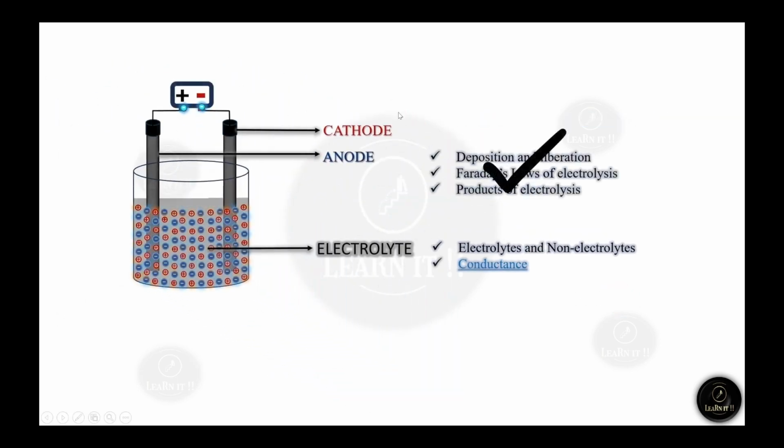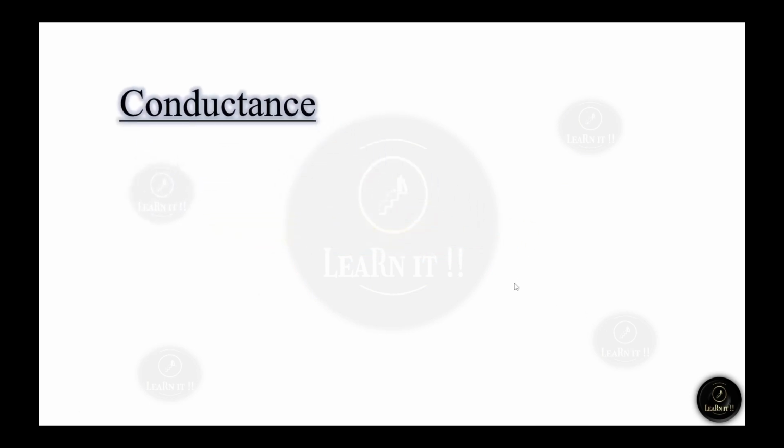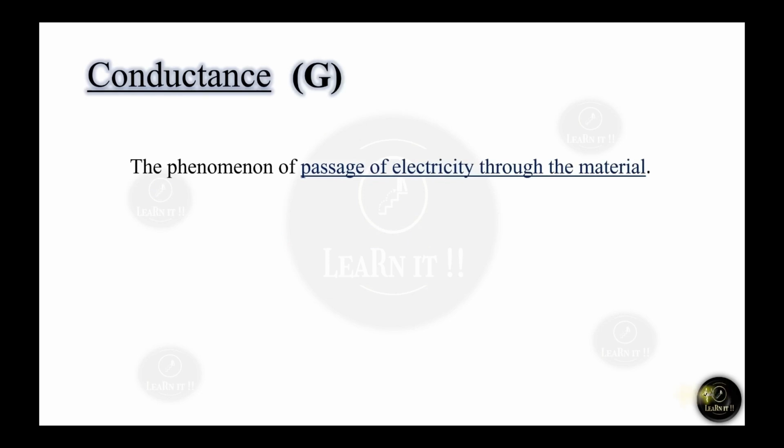So this completes our electrolytes and non-electrolytes part. Next comes conductance. What is conductance? It is indicated by G. It is the phenomenon or process of passage of electricity through a material. Its unit is Siemens or mho, indicated by the letter S, or the inverted ohm symbol, that is mho.